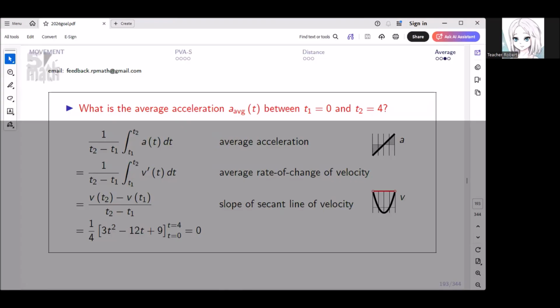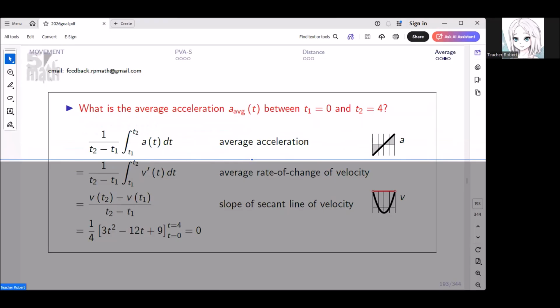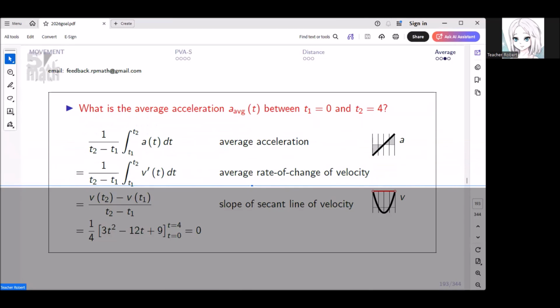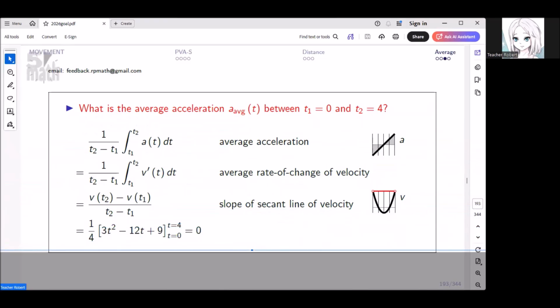What is the average acceleration, AAV, of t between t1 equals 0 and t2 equals 4? Average acceleration, average rate of change of velocity, slope of secant line of velocity, and we get 0.